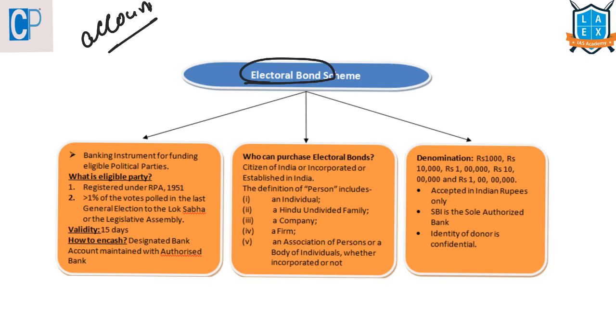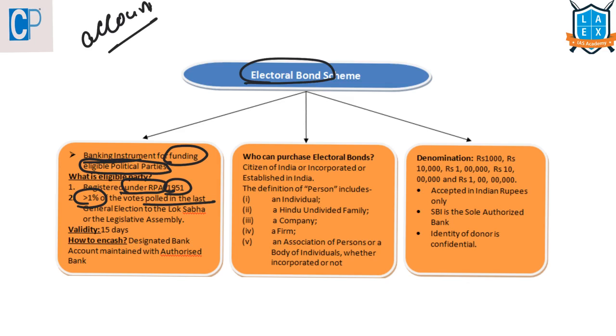What is an electoral bond first of all? It is like a bank instrument used for funding the eligible political parties. Here I am saying eligible political party. What is an eligible political party? A party that is registered under Section 29 of the Representation of People's Act of 1951, and the party should secure not less than 1% of the votes that were polled in the previous general election to the Lok Sabha or Legislative Assembly. Only that party will be considered as an eligible party for receiving the funds through these electoral bonds.